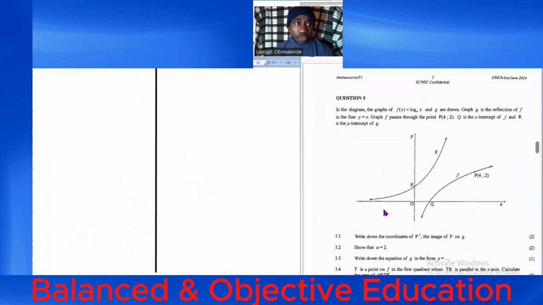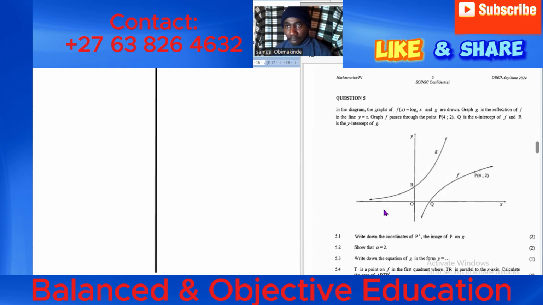All right, you are welcome to the solution of question 5. In question 5, we have this diagram. On that diagram, we have the graphs of f of x equals log x base a and g drawn. Graph g is a reflection of f in the line y equals x. Graph f passes through the point P with coordinates (4, 2). Q is the x-intercept of f, and R is the y-intercept of g.